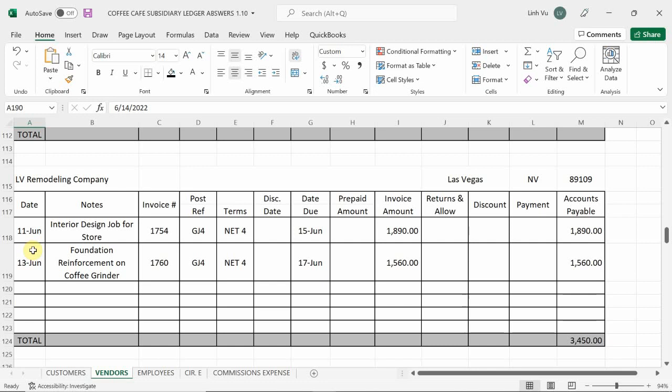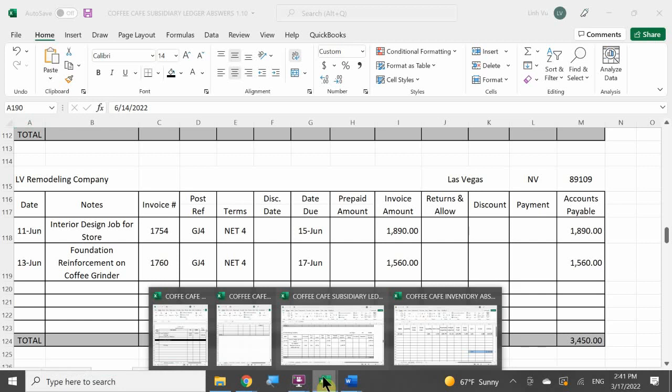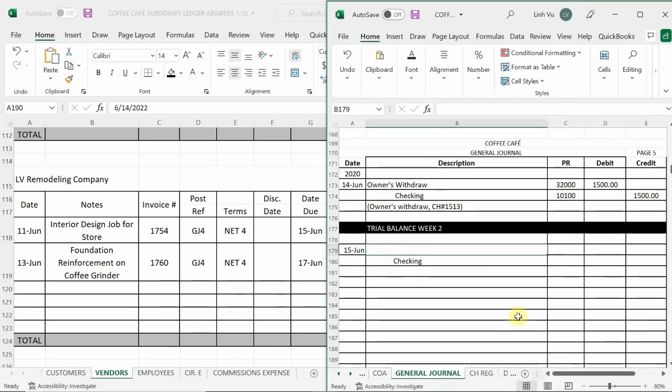What are the details in here? I received the bill on the 11th. This is where Brenda was referring to the net 4, meaning it is due today. Now, how much is due? $18.90. And what account is this on? Accounts payable. I placed it in my accounts payable because I owed them money. Now I am no longer owing them money, so I need to decrease my accounts payable account.